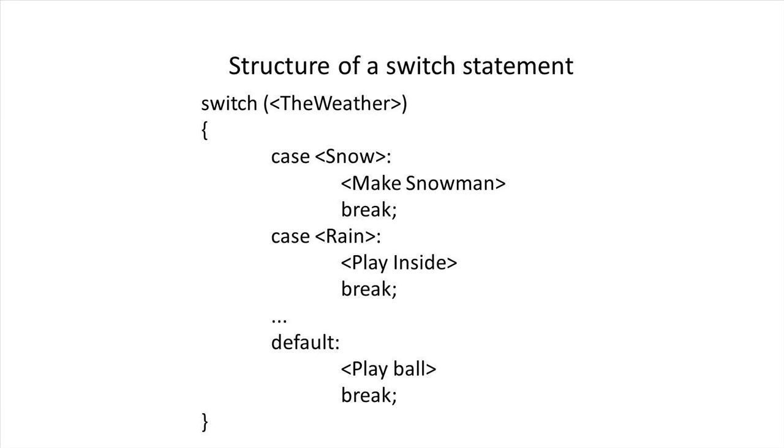The switch statement can have as many alternative results as you can type in. Here's the pseudocode structure for a switch. The switch analyzes the weather and says, if snow, then we'll make a snowman, and then we're done deciding. But if it's not snow, if the answer is rain for weather, then the result is play inside. If it's not snow or rain, then we'll just play ball.